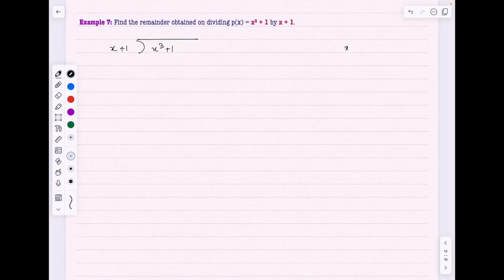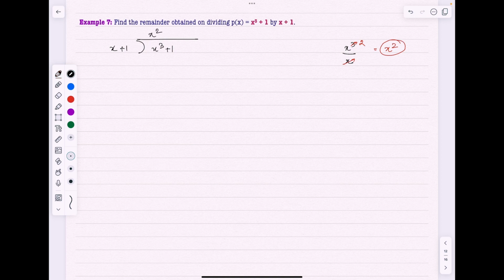Again you do the first term of the dividend by the first term of the divisor. This x in the denominator is gone, and one power is gone at the numerator. This is x square, so you write x square in the quotient part.